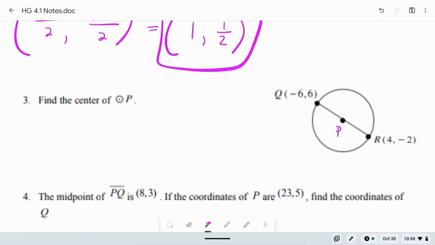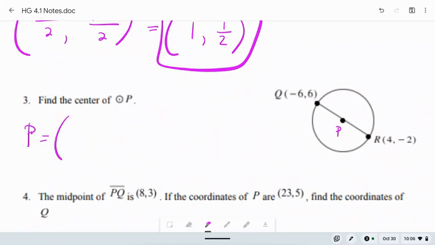So technically, we know that if 2 points, Q and R, are on the circle and they're going through the center point, that would be considered the diameter of a circle. And we know that since all radii of a circle are congruent, P would be exactly in the middle of points Q and R. So we are going to use the midpoint formula to find the coordinates of point P.